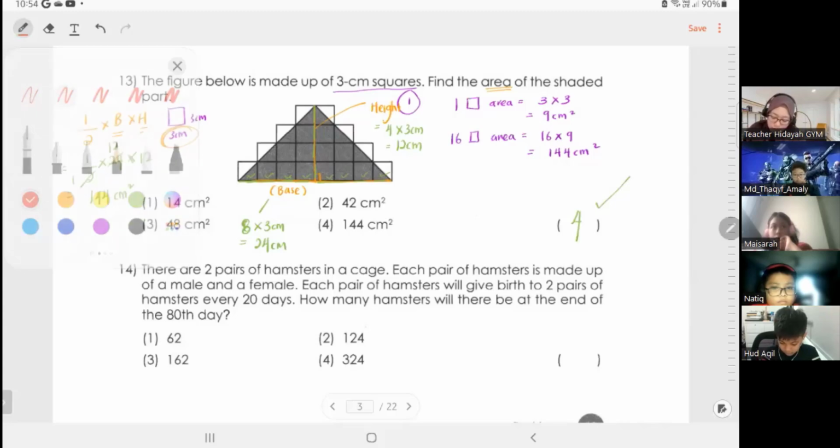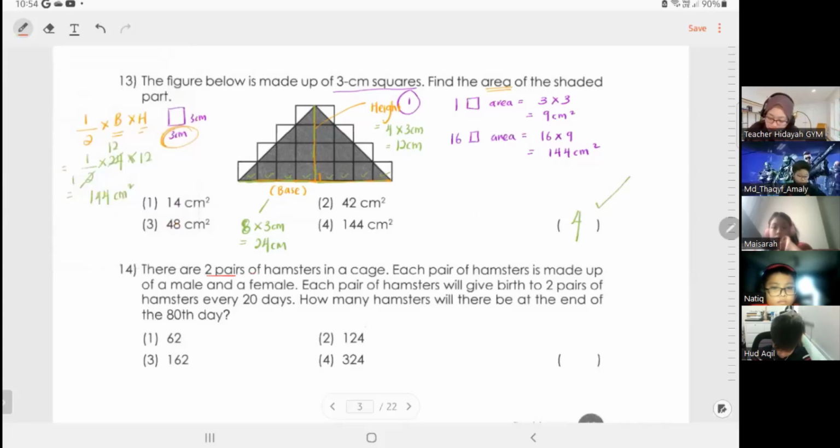Next one. There are 2 pairs of hamsters in a cage. Each pair of hamsters is made up of a male and a female. Each pair of hamsters will give birth to 2 pairs of hamsters every 20 days. How many hamsters will there be at the end of the 80th day? Okay, this is like a pattern question, but in words.